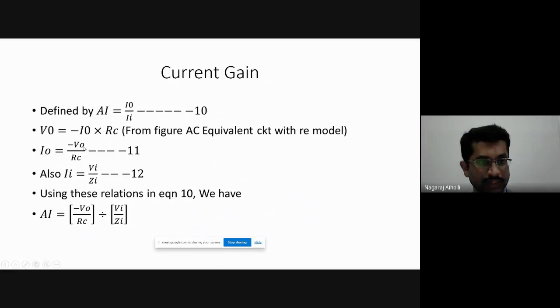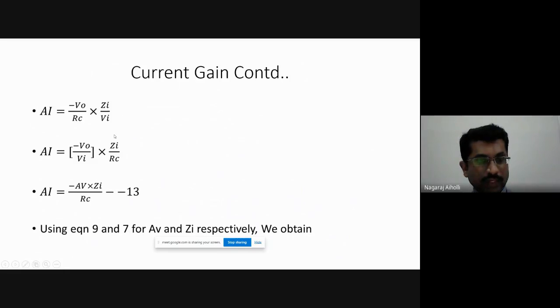Therefore, I naught will be minus V naught by RC. II is VI by ZI. Use these relations in equation 10, that is the current gain equation. I naught is minus V naught by RC, divided by VI upon ZI. Therefore, this will be minus V naught by RC into ZI upon VI, that is minus V naught by VI into ZI by RC.